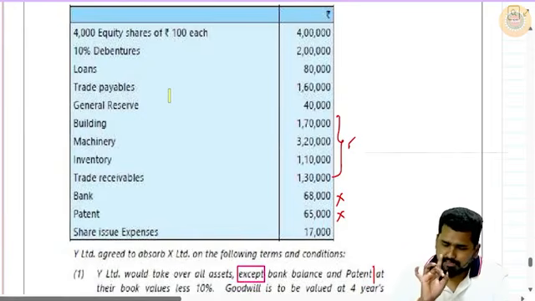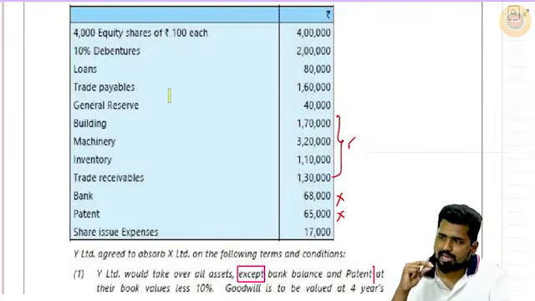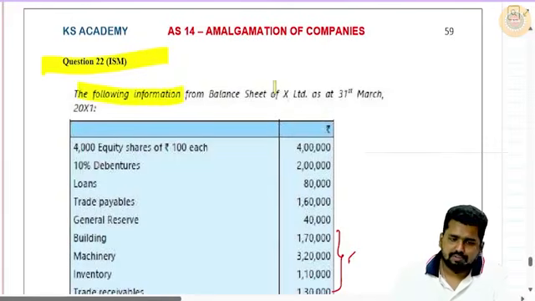Okay, just observe one point only. The rest are all easy. I will tell you very quickly so that you can answer it very quickly in exams also. Listen, the following information is from the balance sheet of X Limited.